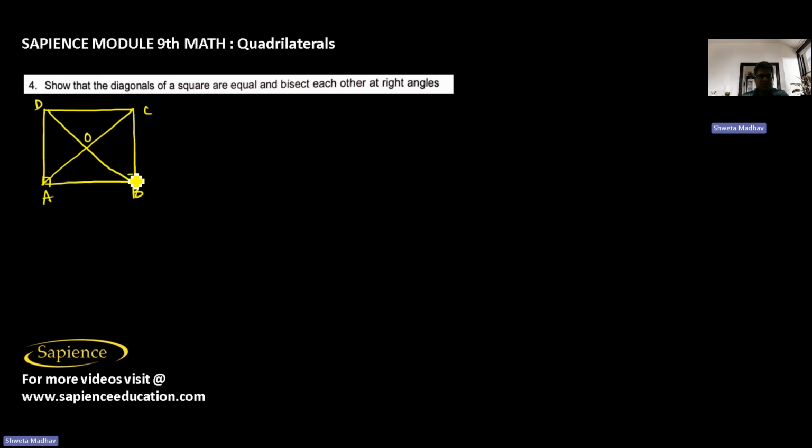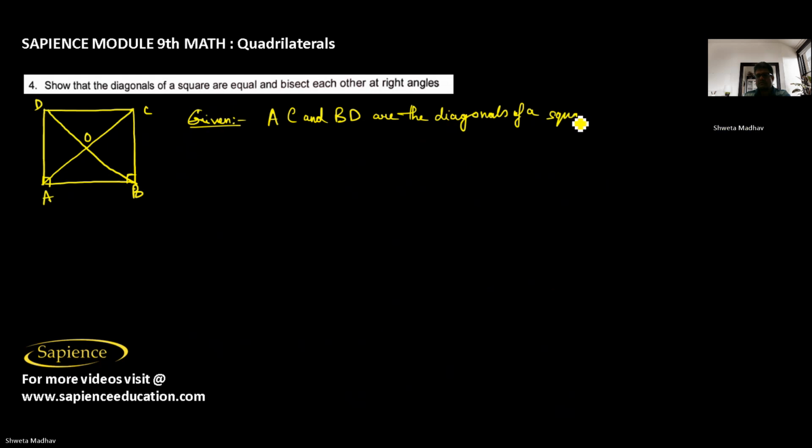So in a square, each angle is a right angle also. It is given that AC and BD are the two diagonals of a square ABCD. So we have to prove that the diagonals are equal, meaning AC equals BD, and they bisect at right angles.